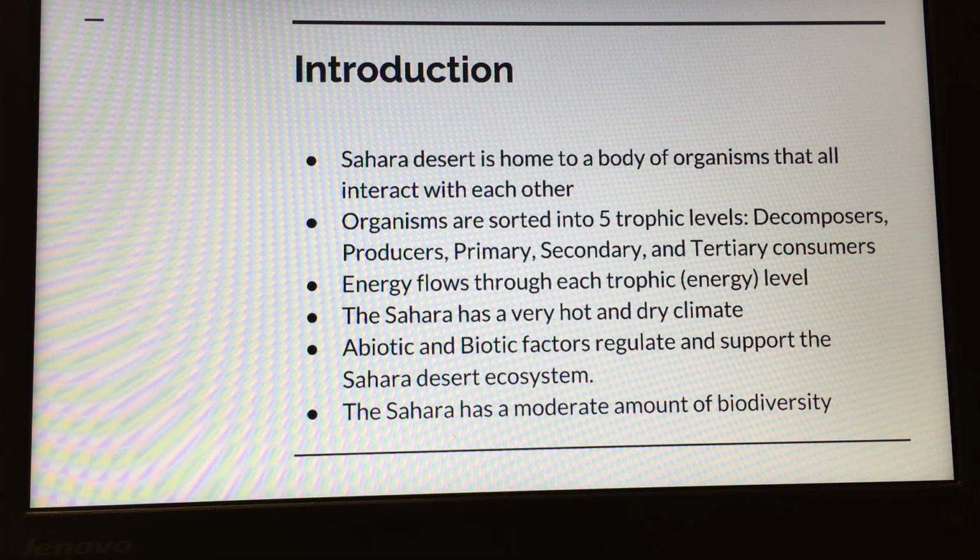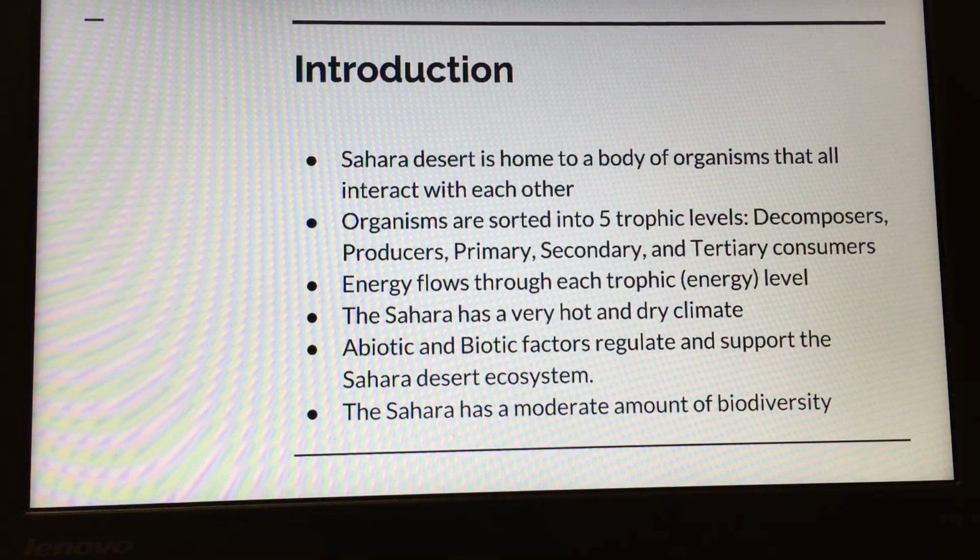Abiotic factors regulate and support the Sahara Desert ecosystem, and the Sahara Desert has a very hot and dry climate, receiving only 10 inches of rain per year on average. The Sahara also has a moderate amount of biodiversity.